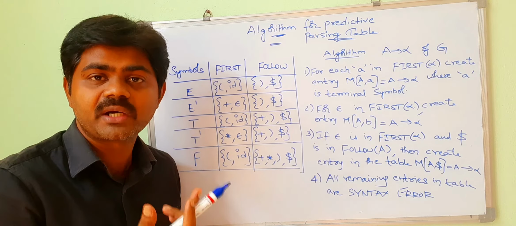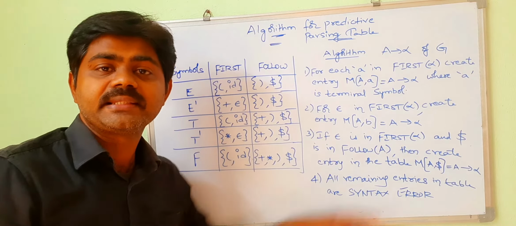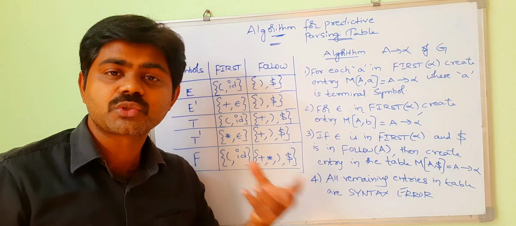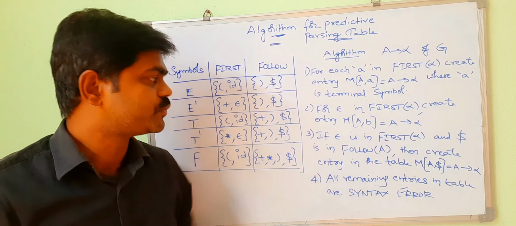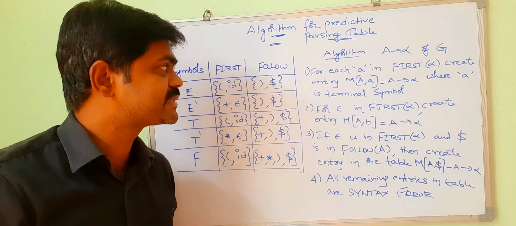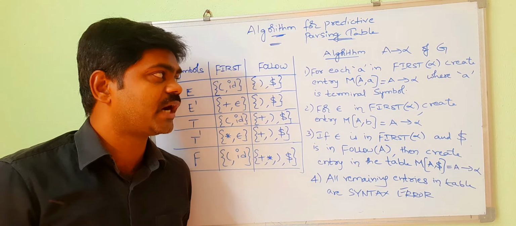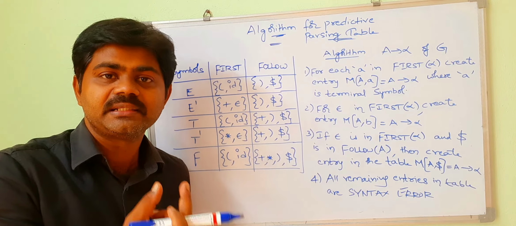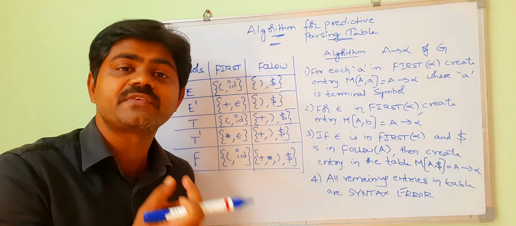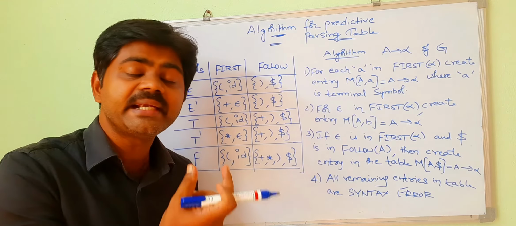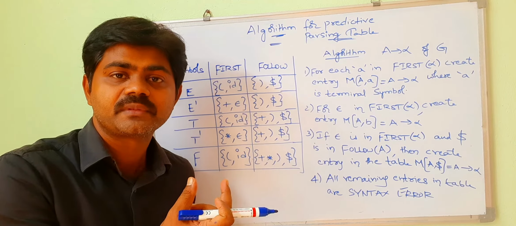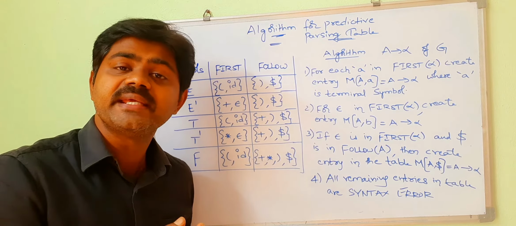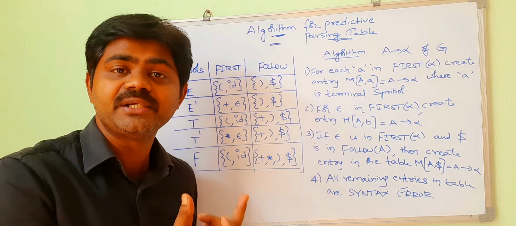So we have an algorithm. For example, if we have a rule like this, A tends to alpha of a grammar G, so we have four rules here. The first one is for each a in first of alpha. For each small a, that means terminal, for each small a in first of alpha, create entry M of A comma a equal to A tends to alpha, where a is the terminal symbol. So we should mark an entry into the table.